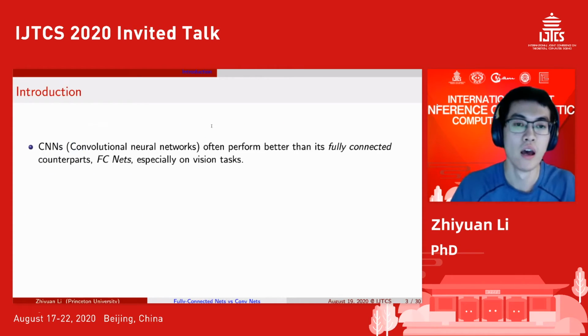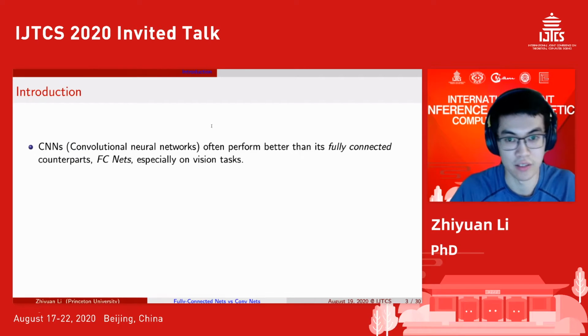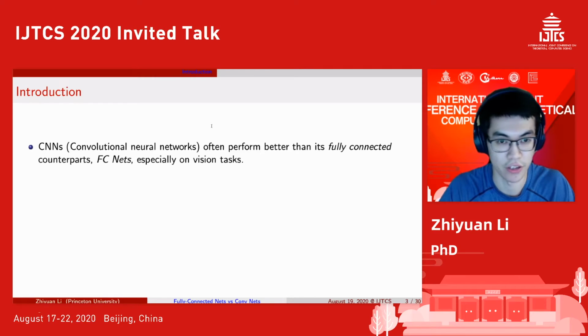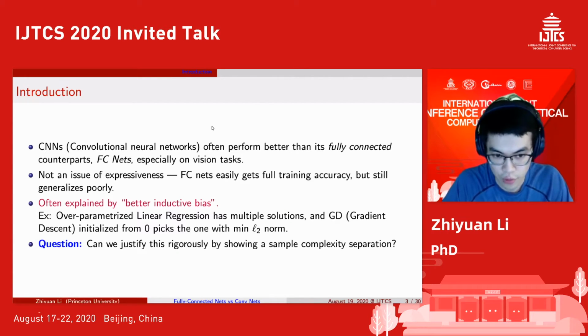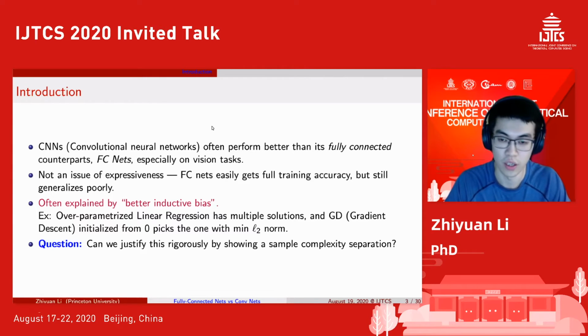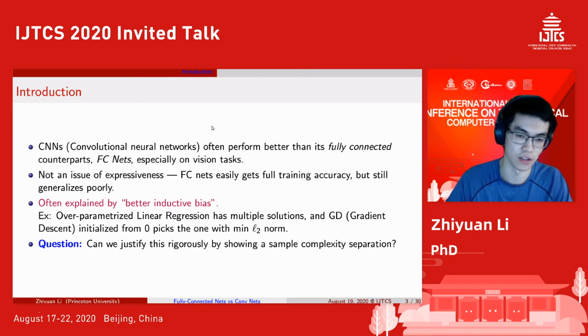As we all know, convolutional neural networks, also known as CNNs, often perform better than their fully connected counterparts, fully connected neural networks, and we don't know exactly why. So the question today we want to answer is, can we justify this rigorously by showing a sample complexity separation? Here, sample complexity refers to the minimum number of samples that an algorithm needs to achieve high accuracy with high probability. And the sample complexity separation means to prove an upper bound for the sample complexity of CNN and prove a lower bound for the sample complexity of SGD on fully connected neural nets on the same task of functions.